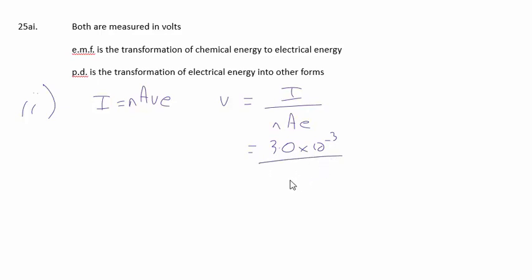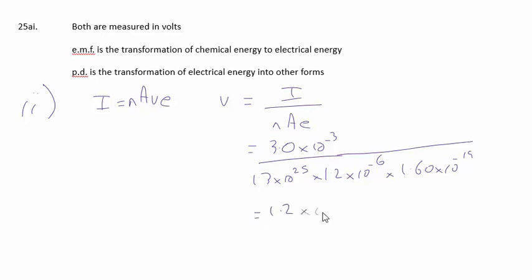n is 1.3 times 10 to the 25, A is 1.2 times 10 to the minus 6, and the charge on the electron is 1.60 times 10 to the minus 19 coulombs. This gives an answer of 1.2 times 10 to the minus 3 meters per second.